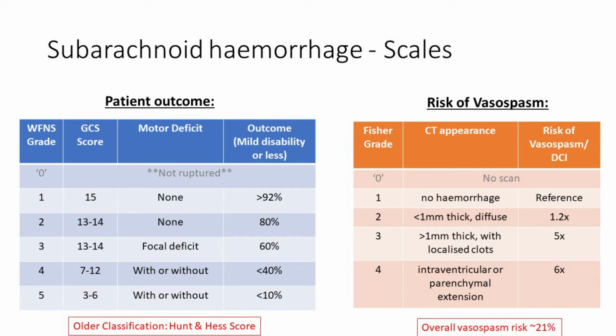The main determinant is their GCS, and then there's some differences between WFNS grade 2 and 3, which is basically whether they've got any deficits or not. And then there's also a Fisher grade, which is the degree of haemorrhage on the CT and where it's located, and that predicts again the risk of vasospasm, which is mainly grouped between 2 and then 3 and 4 is a significant increase of vasospasm.